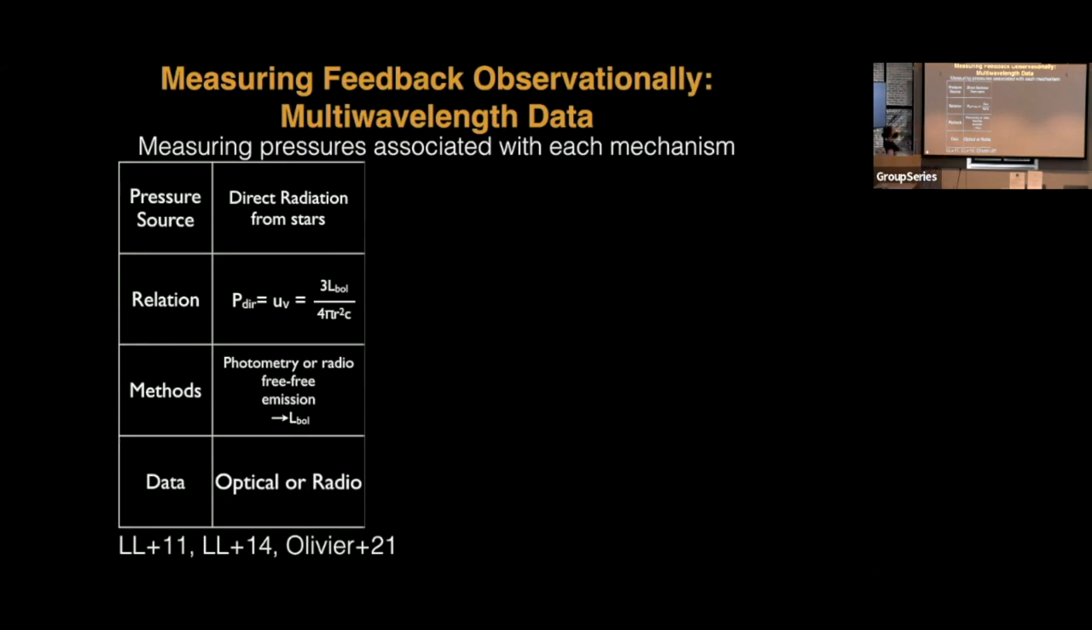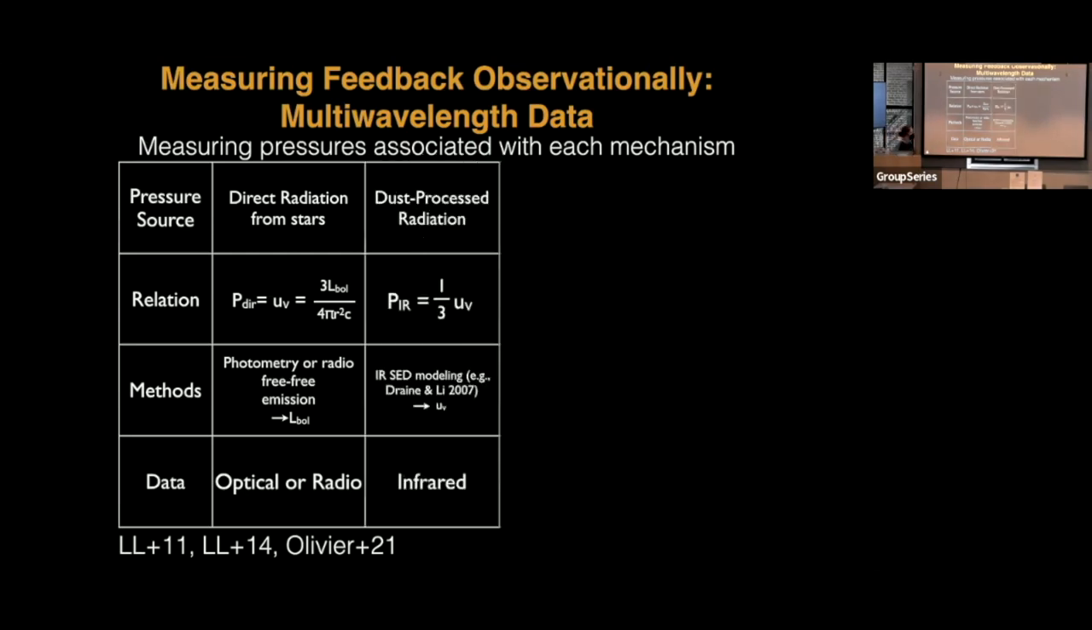And so we considered a few different mechanisms when looking at star clusters in the Milky Way and the Magellanic Clouds. So we looked at the direct radiation from stars that coupled to gas. You can obtain this by getting the bolometric luminosity of the stars and the placement of them in the star cluster and where the gas is. You can obtain this using optical photometry or using radio observations of the free-free emission of HII regions, from which you can get the bolometric luminosity. So you either need optical or radio data in order to assess the direct radiation pressure.